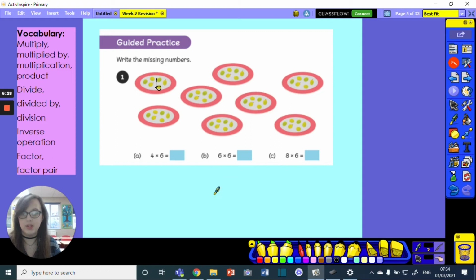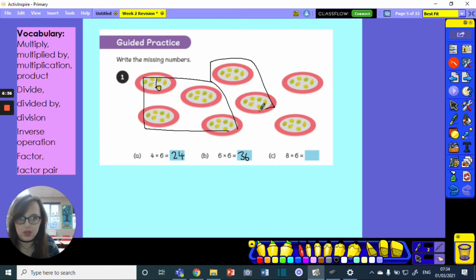and 1. So 4 times 6 is 24. That was 4 lots of 6 there. 6 times 6 is 36 and we could have counted on another 2. 8 times 6 is going to be 48 and again just count on another 2 plates. There's 8 altogether.